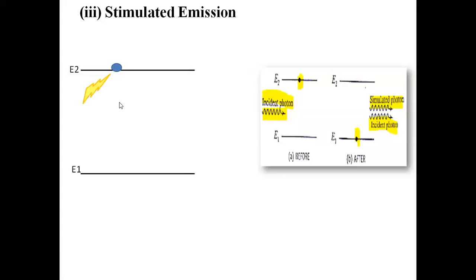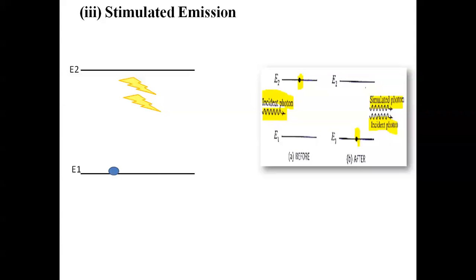You can see the atom, when hit by an incident photon, absorbs that photon and comes back to the ground state, by emitting not only one but two photons. This is known as light amplification.